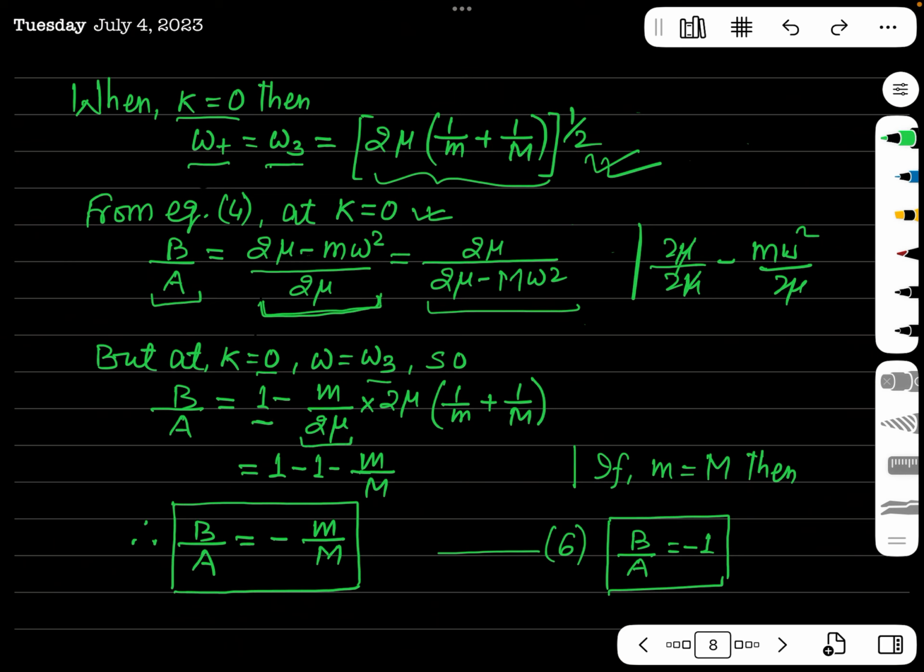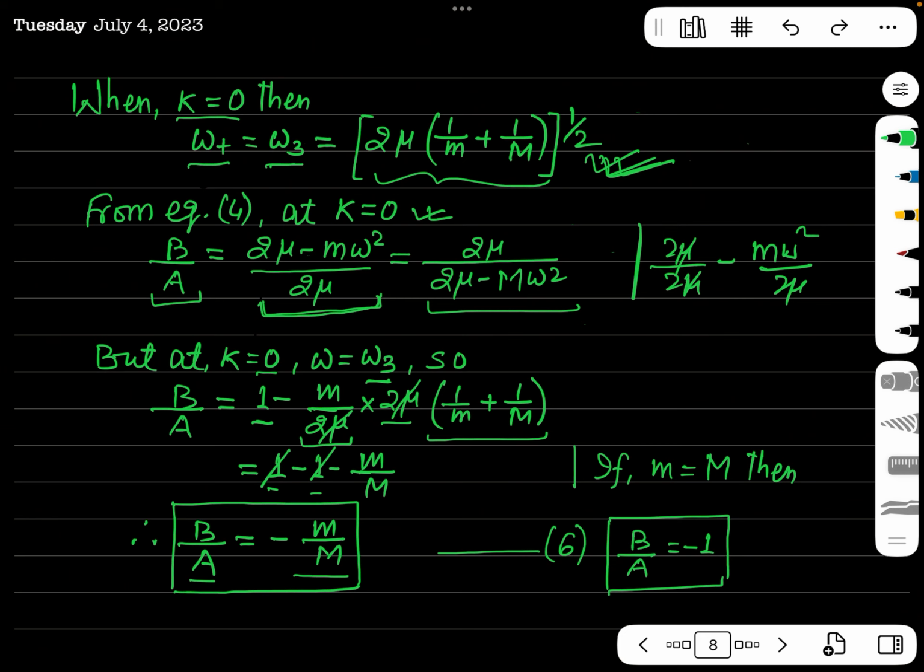And m over 2 mu times omega square. But when k is 0, then omega is equal to omega 3, and that omega 3 is equal to this much. So let us substitute it. When we square it, the result will be 2 mu times 1 over m plus 1 over capital M. Now this 2 mu and this 2 mu will cancel out, and let us multiply this small m to the terms inside the bracket. So this will be 1 minus 1 minus small m by capital M. Now this 1 and this 1 will also cancel out, and so you will get B over A equal to minus small m over capital M.